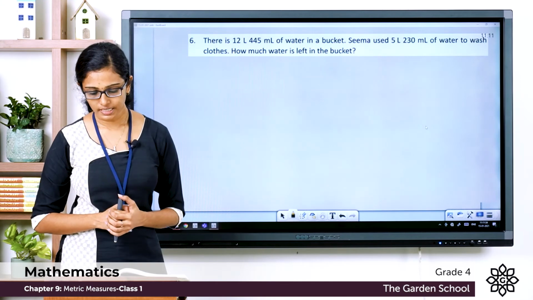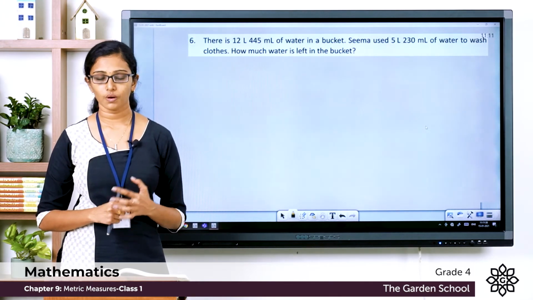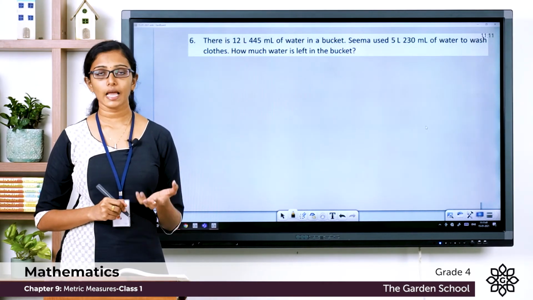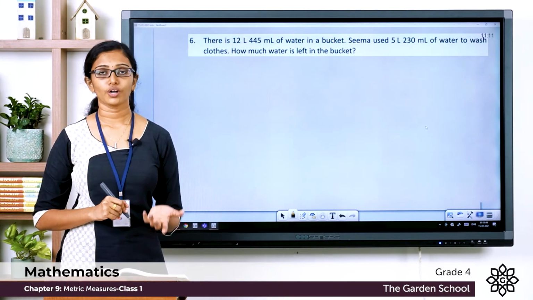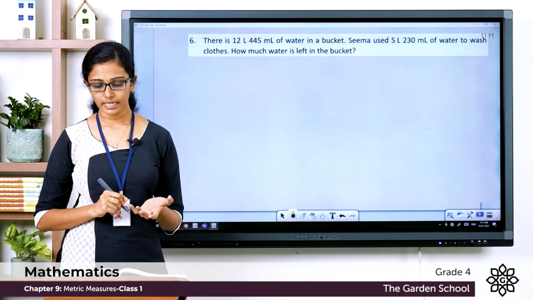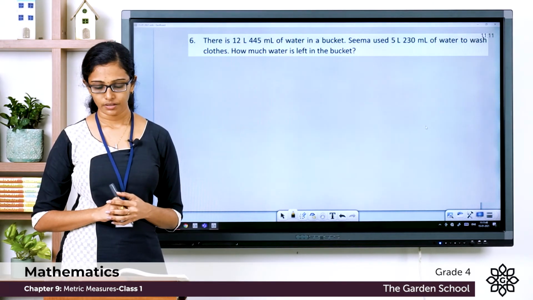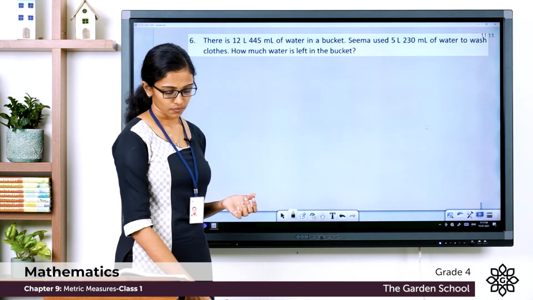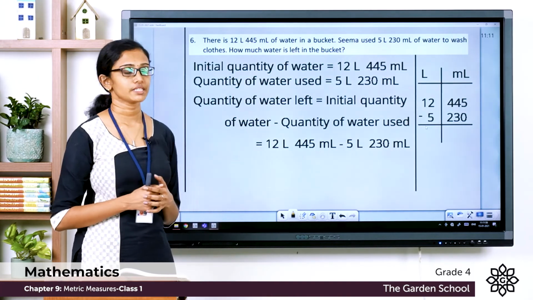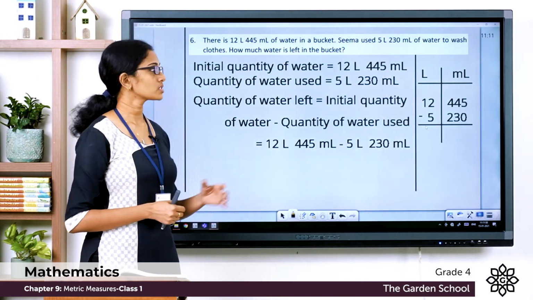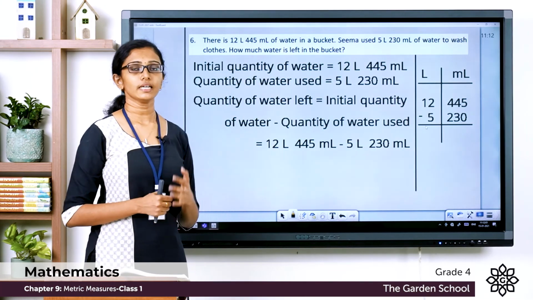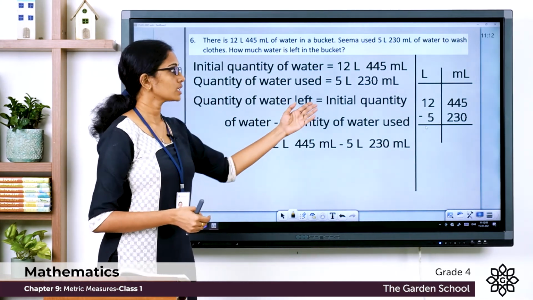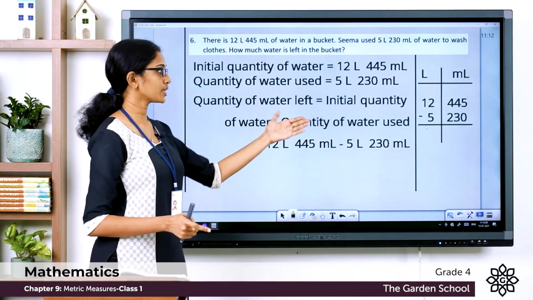There is 12 liter 445 milliliter of water in a bucket. Seema used 5 liter 230 milliliter of water to wash clothes. How much water is left in the bucket? So what was the initial quantity of water in the bucket? It was 12 liter 445 milliliter. And what is the quantity of water used? It is 5 liter 230 milliliter. So what is the quantity of water left? It would be equal to the initial quantity of water minus the quantity of water used.